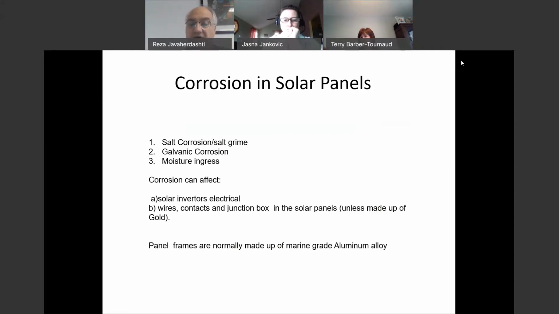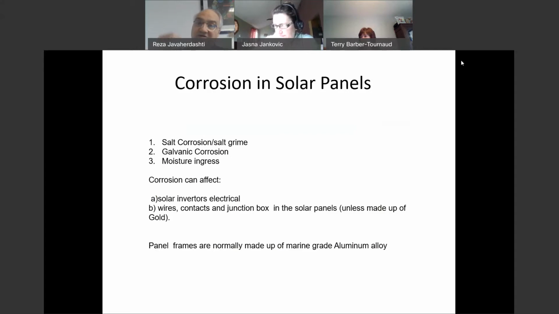Panel frames are normally made up of marine grade aluminum alloy, again a metal, and this metal can also corrode. So it is not that you have a silicon wafer framed with a metal, then you get sunshine and we have energy produced. No, this metallic frame can be corroded itself. The electrical connections and gadgets inside the panel can be corroded, and the surface of the panel could be covered by biological or non-biological particles.